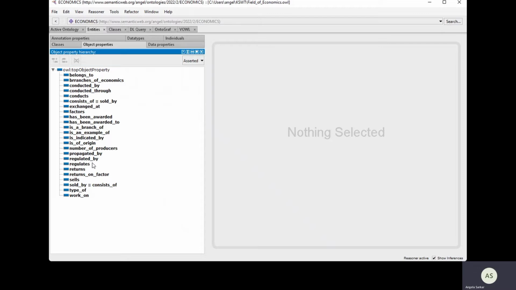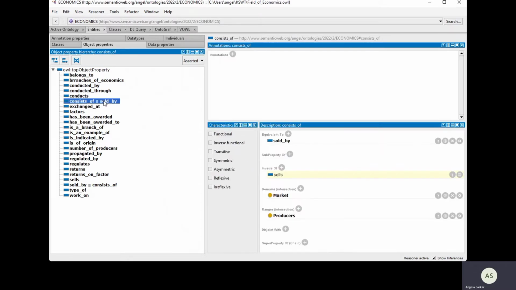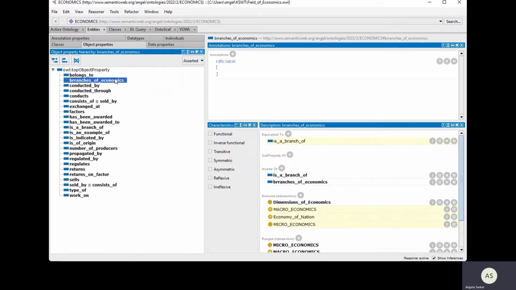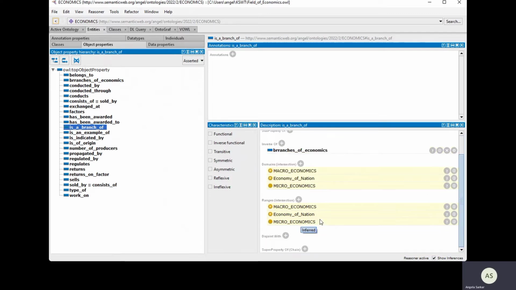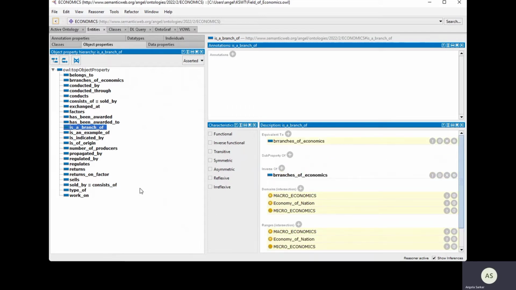These are the following object properties, which consist of and sold by an equivalent, while branches of economics is inverse to is a branch of, like macroeconomics and microeconomics are defined as branches of dimension of economics. So is a branch of is an inverse property of branches of economics, where the domain becomes macro and microeconomics and the range becomes the dimension.